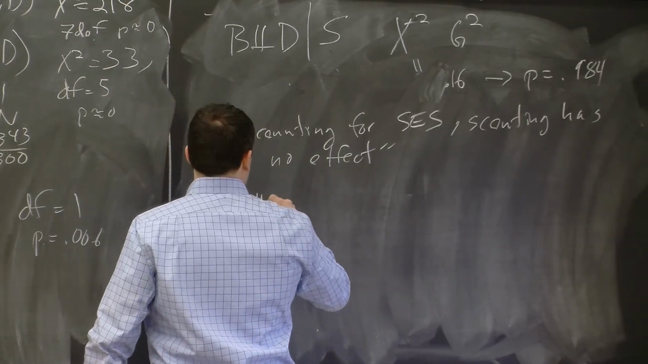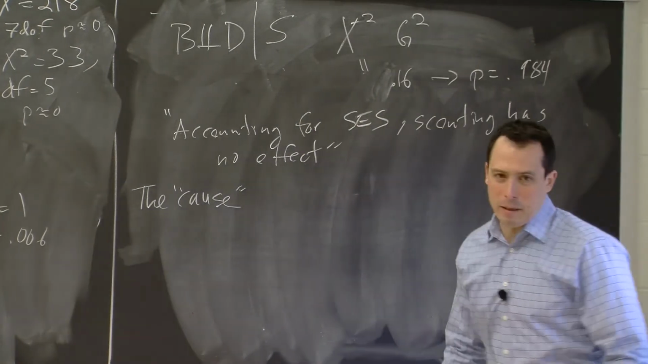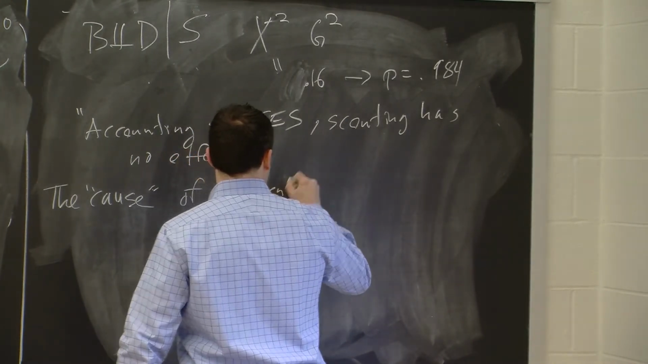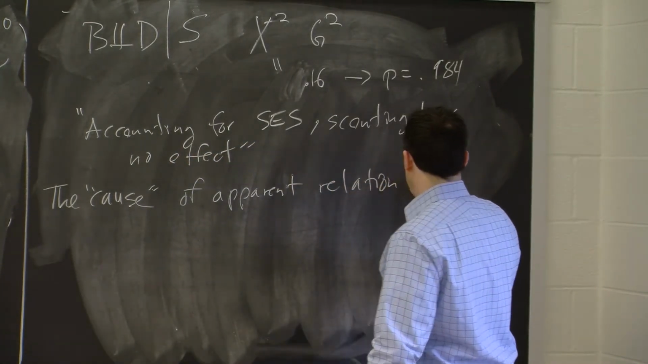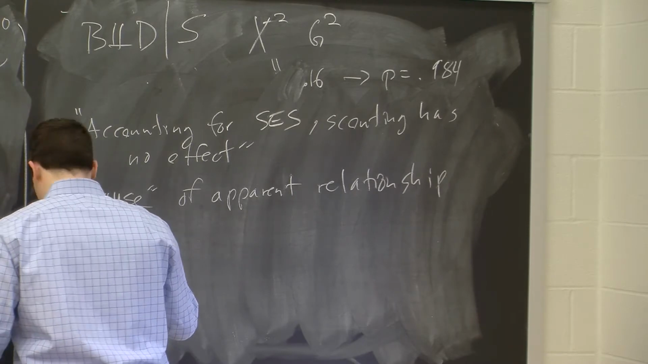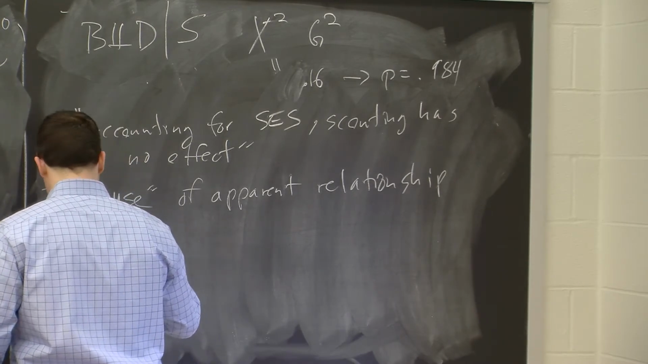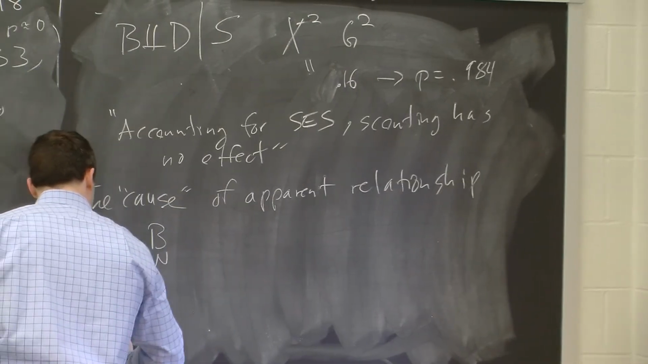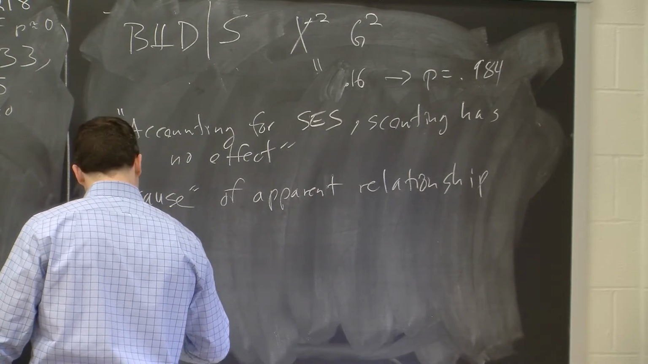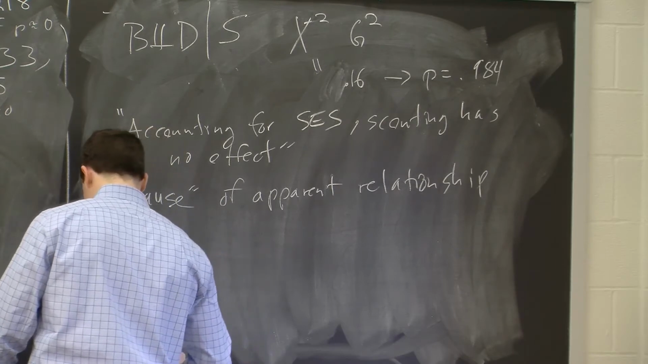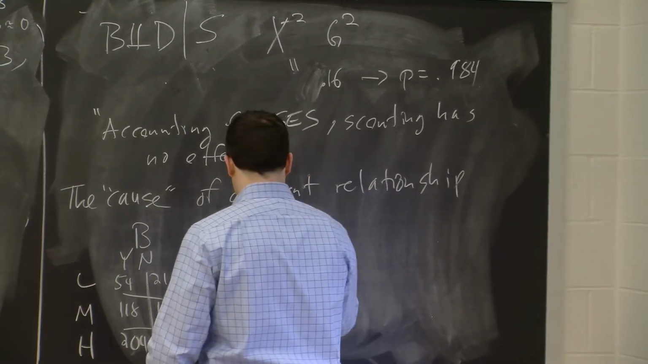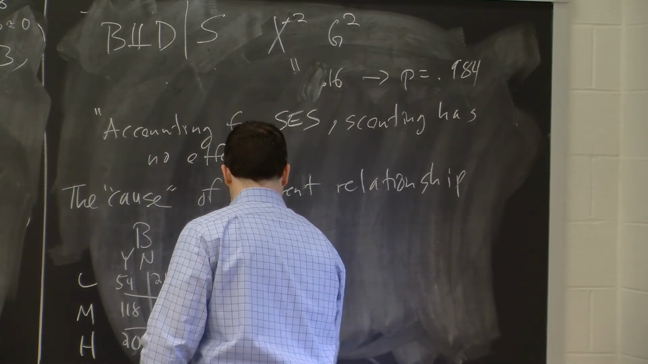And we can think about the cause of this. Just like Simpson's paradox, we can think about the cause by looking at the tables. So there's an apparent relationship, and often you can see it from the marginals. So I look at the marginal tables: scouting, yes or no, and socioeconomic status, low, medium, high. And this table will be 54, 211, 118, 152, 204, 61. And the other table would be delinquency, yes or no, versus socioeconomic status.